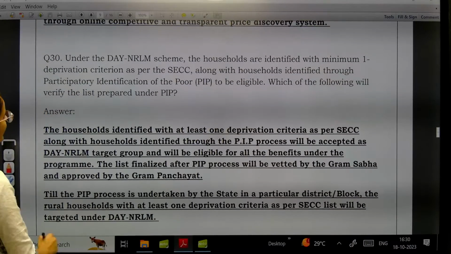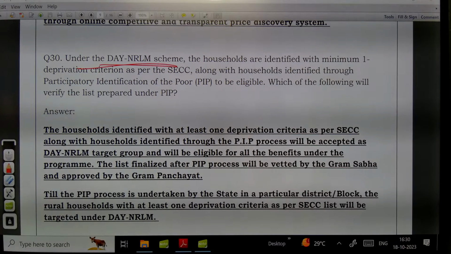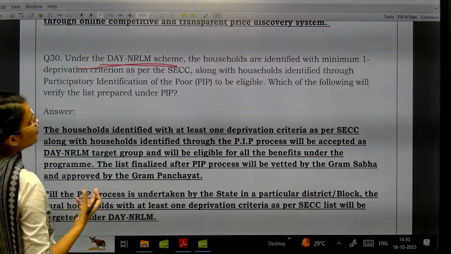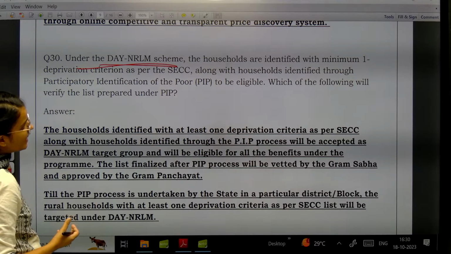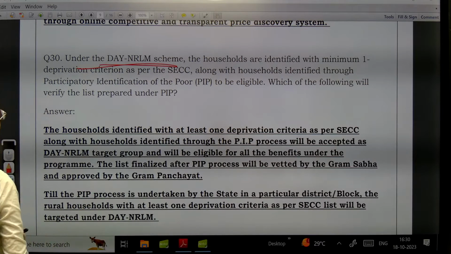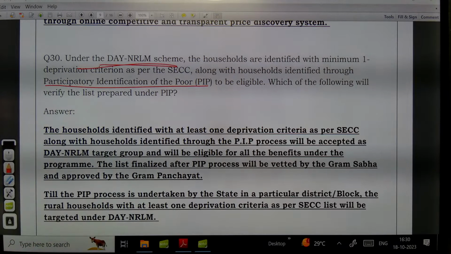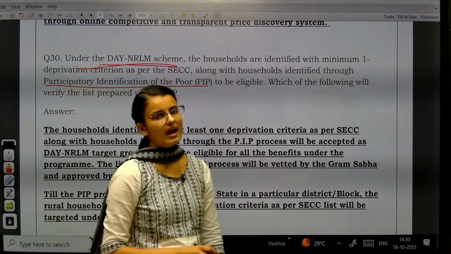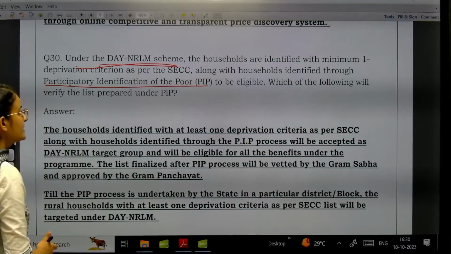Next question from DAY-NRLM. The scheme was in news, that's why a question was expected. The households are identified with a minimum 1 deprivation criterion as per the SECC along with households identified through participatory identification of the poor to be eligible. Which of the following will verify the list? So the authority was asked which will verify the list of PIP as per the indicators. Okay.